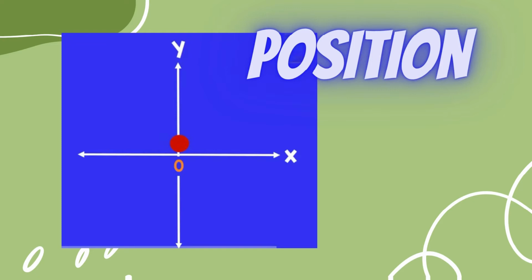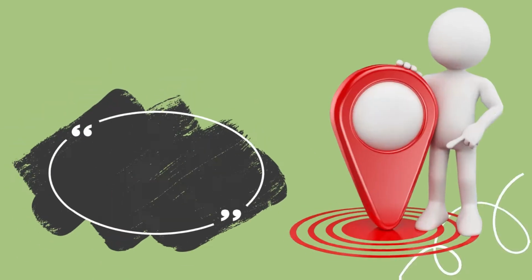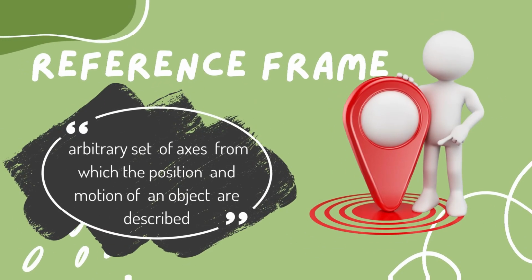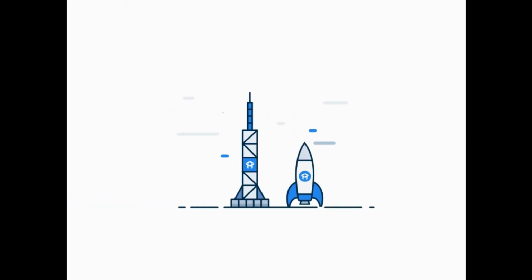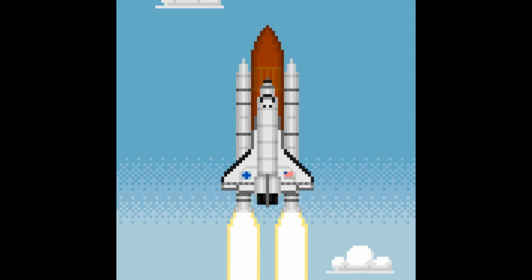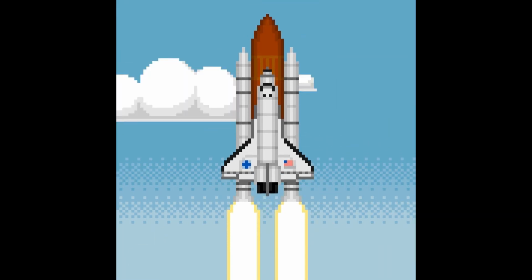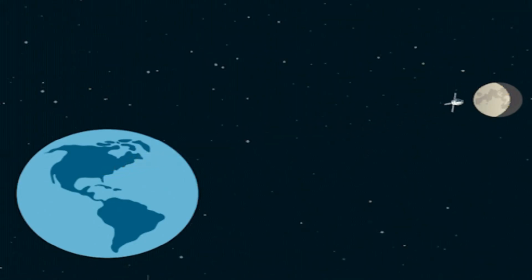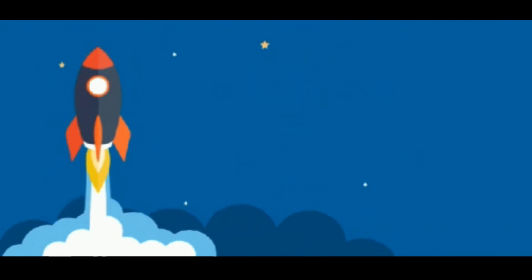The position of an object is relative to the reference frames. But what is a reference frame? A reference frame is an arbitrary set of axes from which the position and motion of an object are described. It means that it is where we base the motion of an object. Take, for example, a rocket to be launched to the outer space. Since the final destination of the rocket is in outer space, we can use the Earth as our reference frame. And from there, we can now calculate the position of the rocket with respect to Earth.